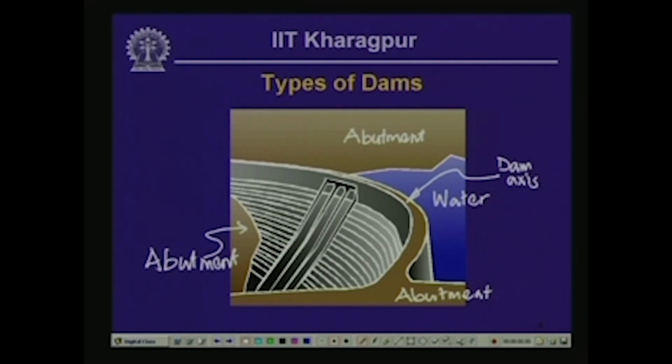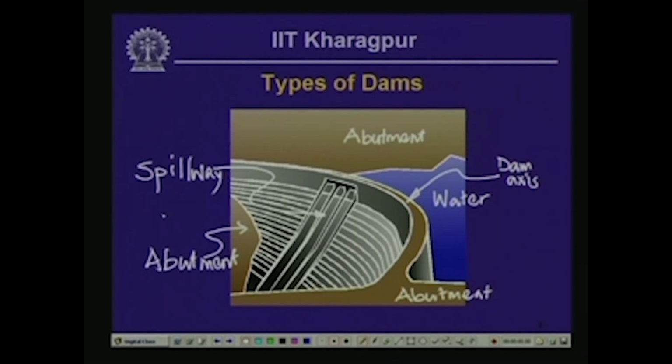Now you can also see near the middle a structure, and this structure is called a spillway because it allows release of water when the water tries to exceed the highest water level for which this particular structure is designed. Okay. So that is in a sense a sketch of an arch dam.